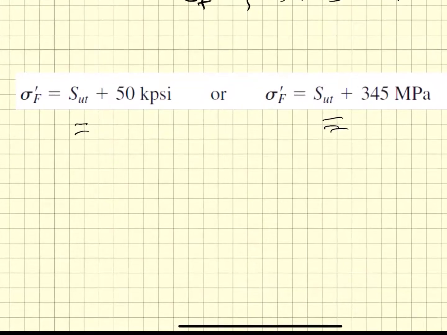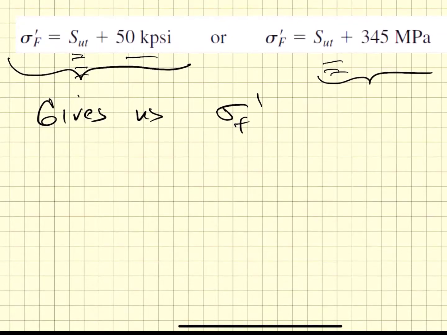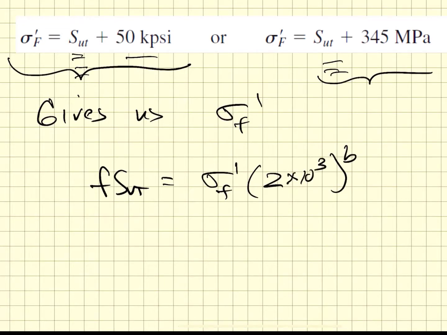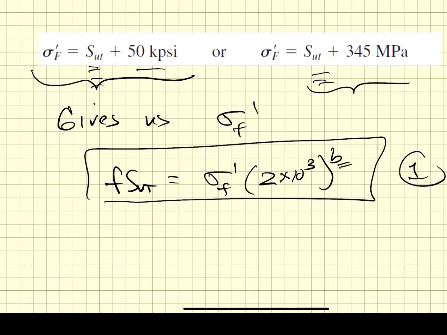It turns out that sigma F prime in the English units is just the ultimate tensile plus 50 kpsi, and sigma F prime in metric units is just ultimate tensile plus 345 MPa. So that gives us sigma F prime. So now we have an equation where we know that F times SUT is going to be equal to sigma F prime, where the number of cycles to failure is 10 to the third. So we have an equation right here. We have one equation, and we still don't know B, and we don't know F.